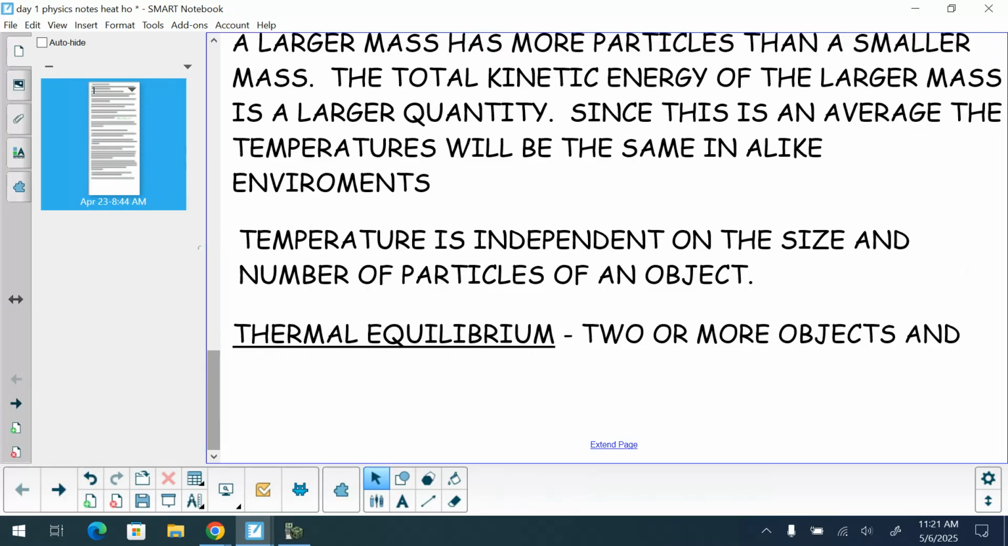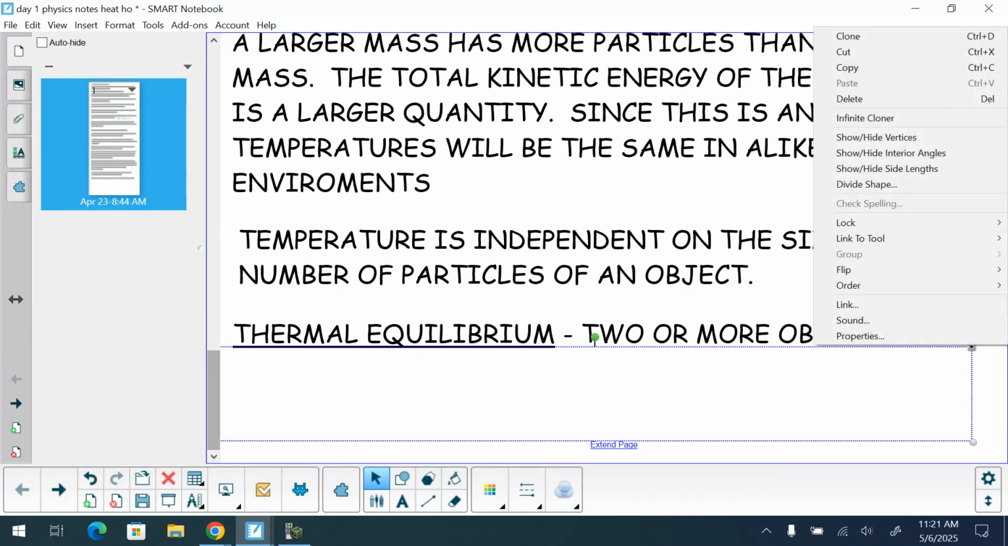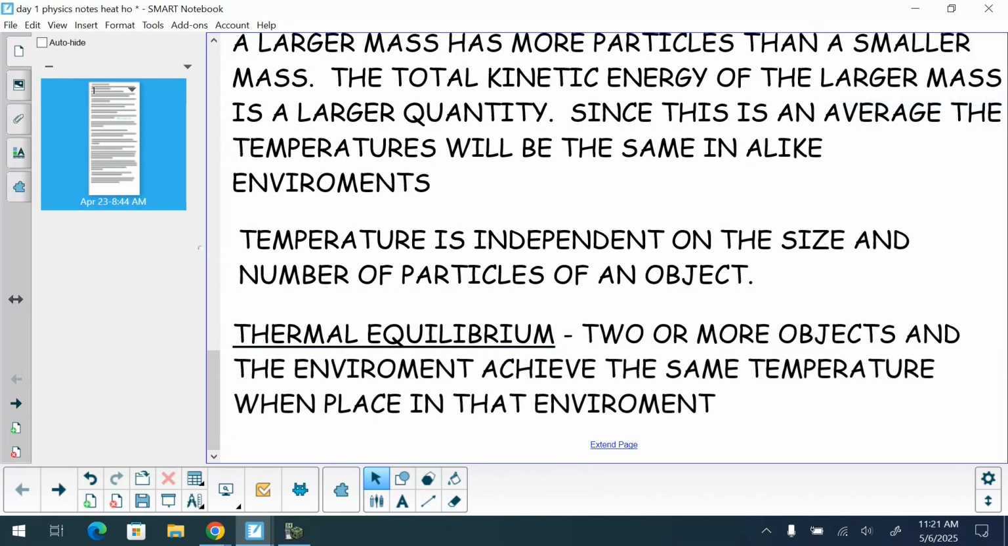We're also going to talk about thermal equilibrium. Two or more objects and the environment achieve the same temperature when placed in that environment. When things that are in contact with each other achieve the same temperature, that's what's called thermal equilibrium.